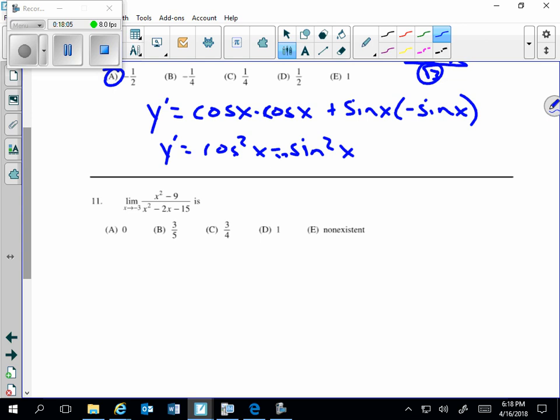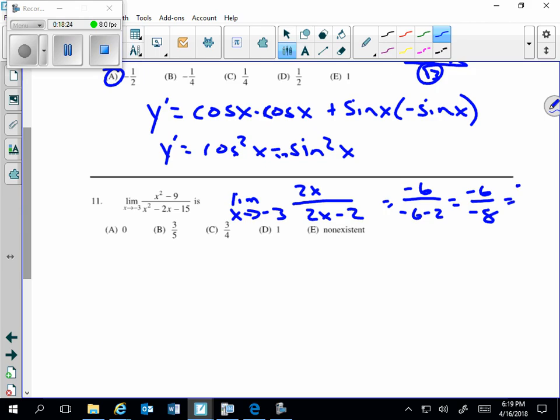So on top, I take the derivative and I get 2x. On bottom, I get 2x minus 2. Plug in a negative 3. On top, I get negative 6. On bottom, I get negative 6 minus 2, which equals negative 6 over negative 8, which is 3 over 4. Letter C.